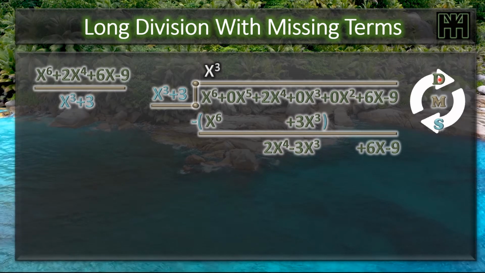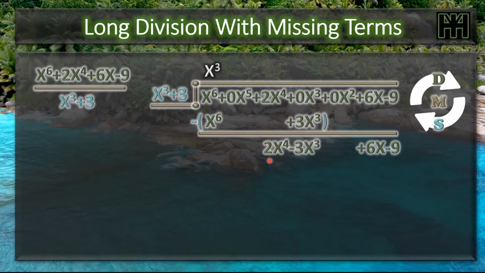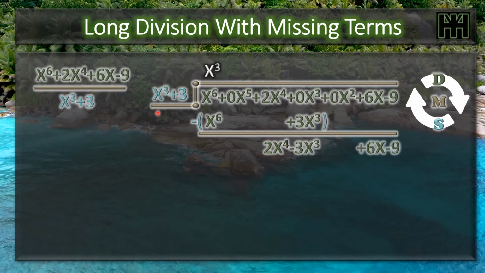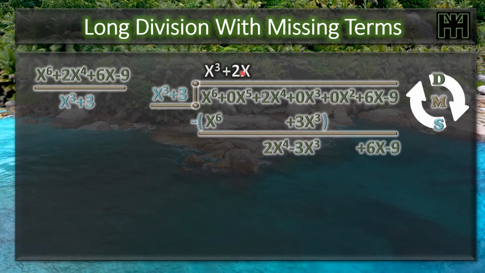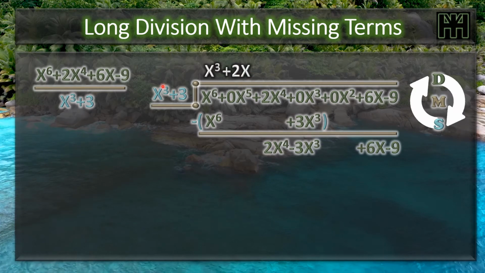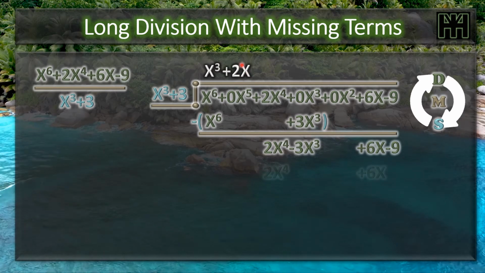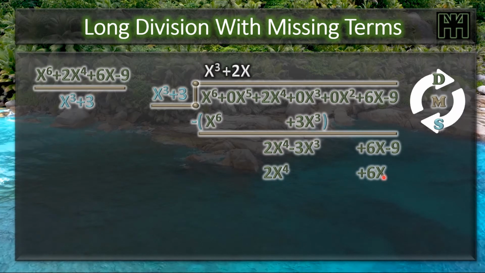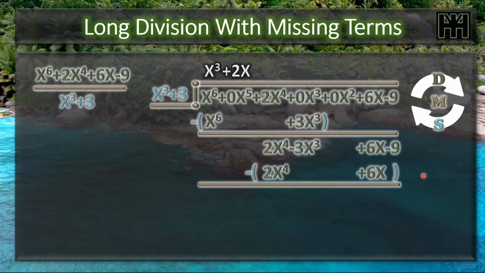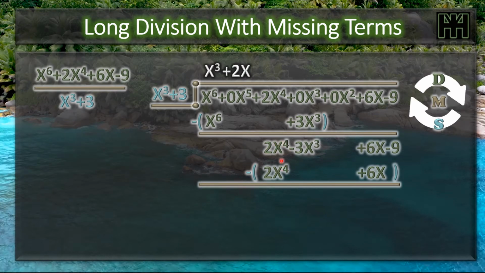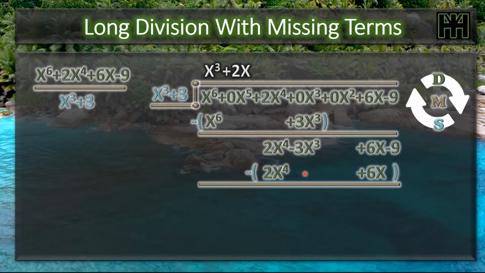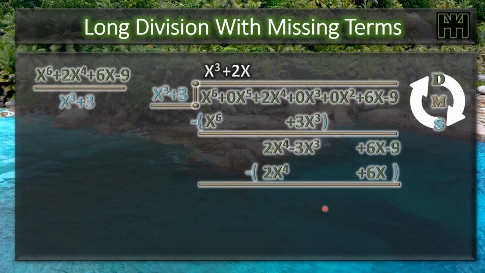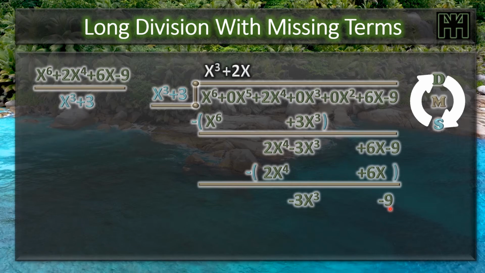We will continue. We will repeat the divide step. We have 2x^4 divided by x^3. It will give us 2x. Then multiply 2x by x^3 and 3. It will give us 2x times x^3, 2x^4, and 2x times 3 will be 6x. Then the subtraction. 2x^4 minus 2x^4 cancel out each other. The 3x^3 has no like term, and 6x and 6x cancel out each other. So we'll only have negative 3x^3 and negative 9.